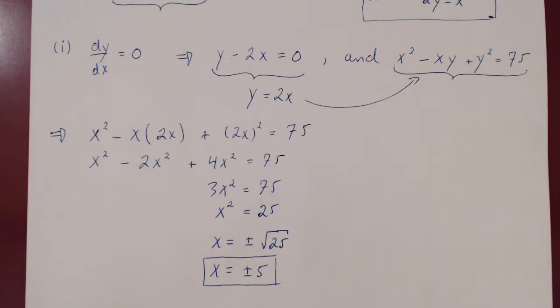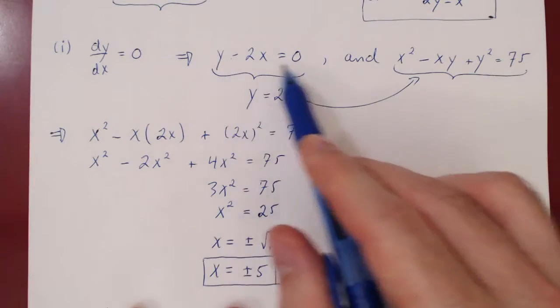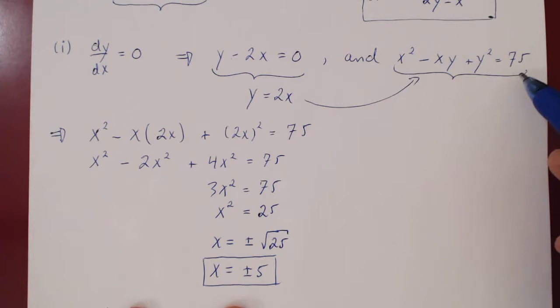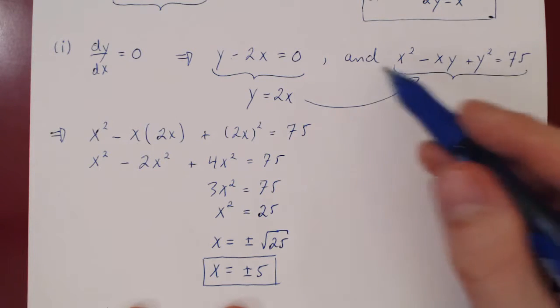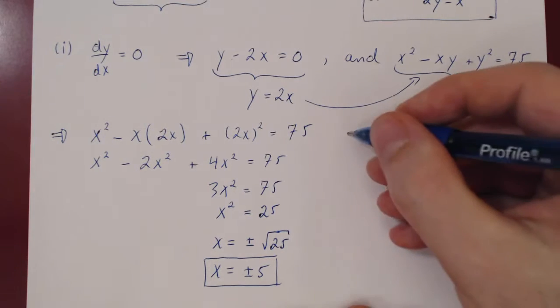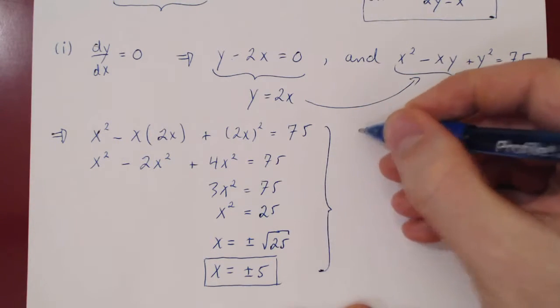So there are only two values of x that satisfy this equation coming from the derivative being 0, and this equation coming from the points have to be points on the curve. Well, if you look for a point on the curve, you have to give an x and a y value. So what is our conclusion?